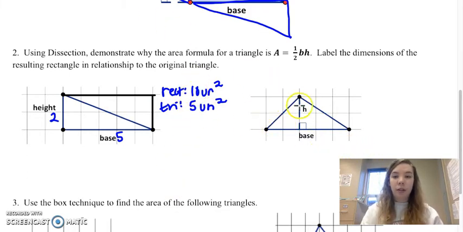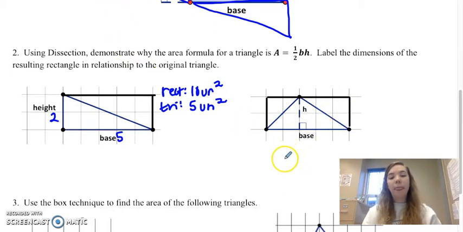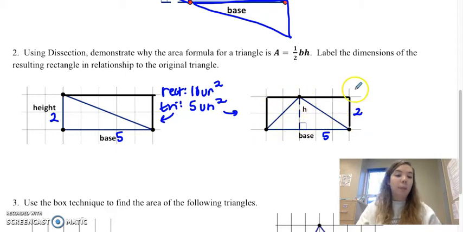Or here, if I'm going to turn this into a rectangle, I can flip this piece up and this piece up to make a rectangle. And then I have 1, 2, 3, 4, 5 by 2 again. So same thing, my rectangle is 10 units, my triangle is 5 units squared, because this whole thing is 10. And then you know that this is half of that because we copied the same pieces twice.